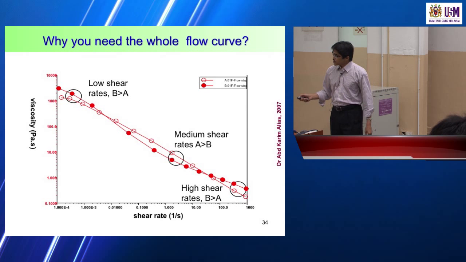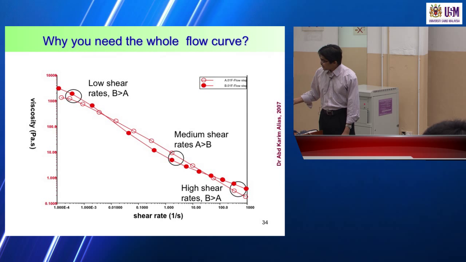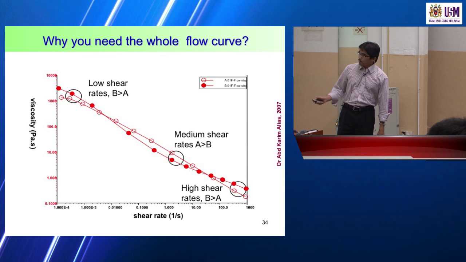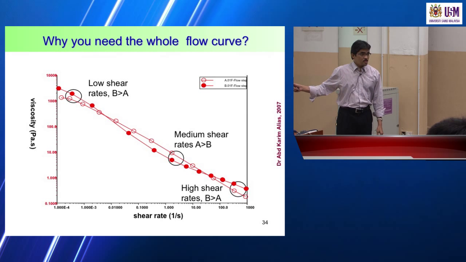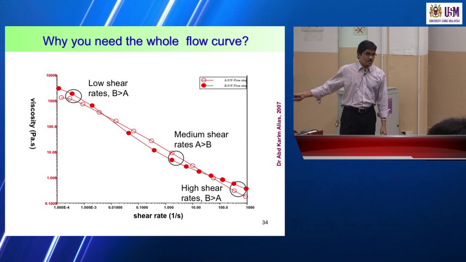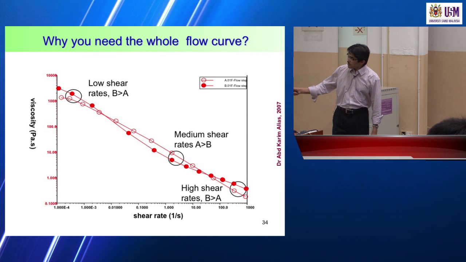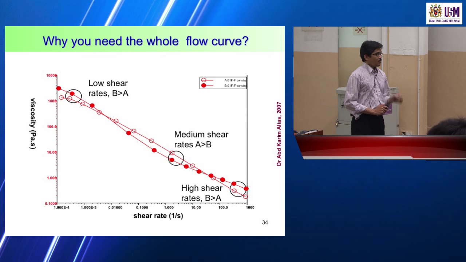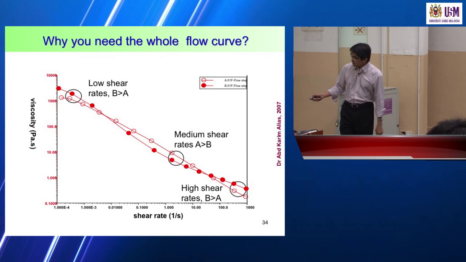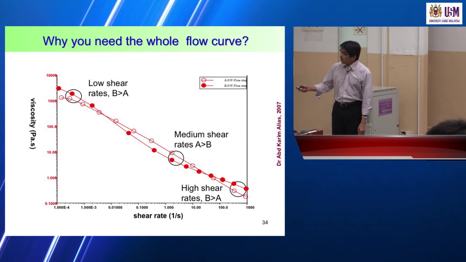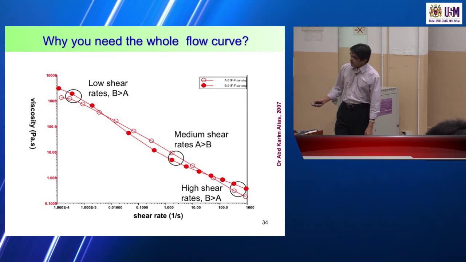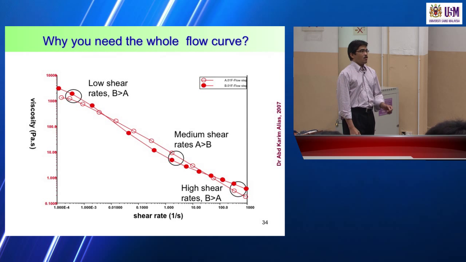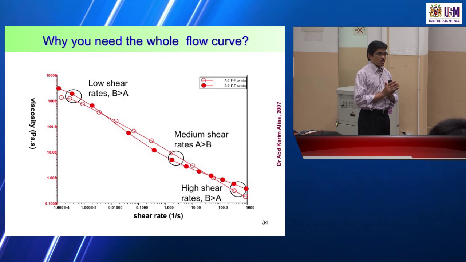A flow curve is a plot of shear stress against shear rate. Or we can also plot viscosity on the y-axis, and shear rate or shear stress on the x-axis. So on the x-axis, it can be shear stress or shear rate. On the y-axis, it can be viscosity, or shear stress on the y-axis and shear rate on the x-axis. All of them we call a flow curve.